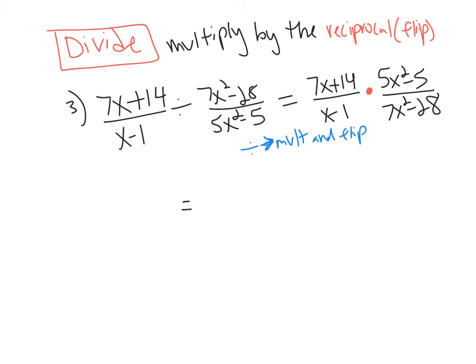So let's look at the first fraction here. We got 7x plus 14. Is there a GCF there? The GCF there is indeed 7, right? So 7 times what will get us 14? That is 2.